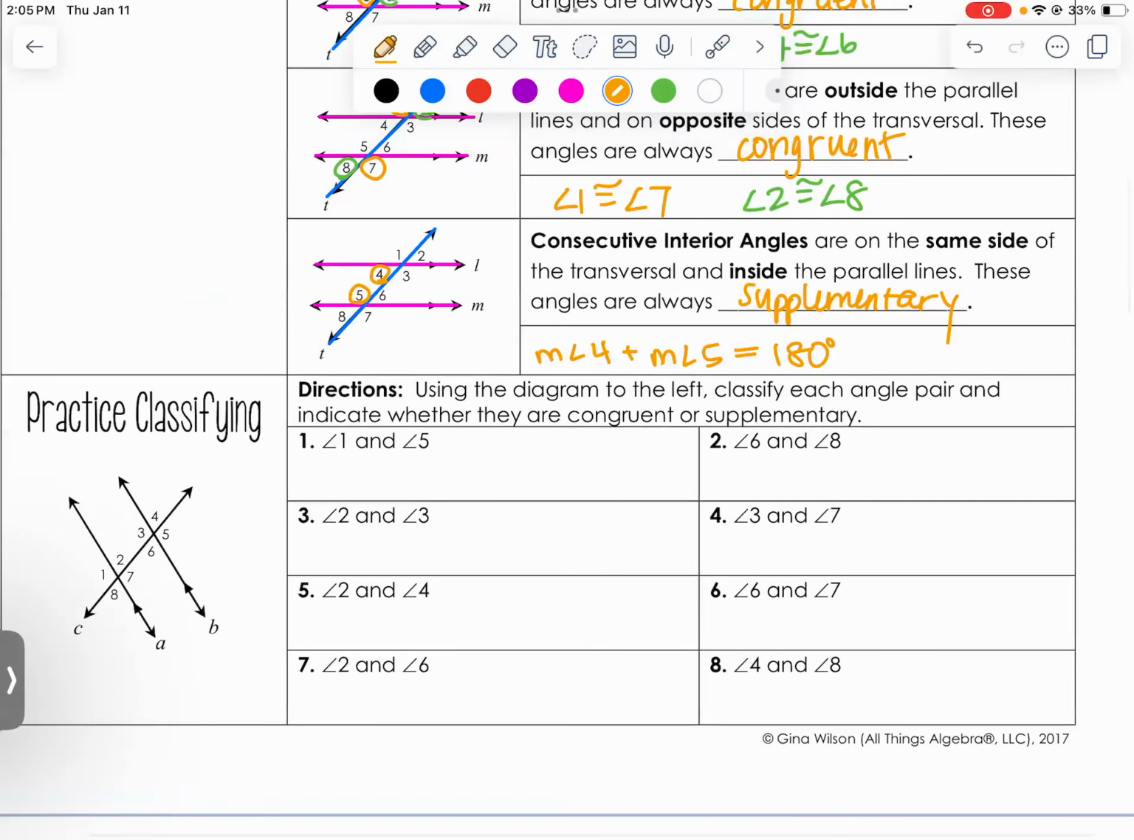Okay, I am going to give you 90 seconds to write the relationship of 1 through 8 given this diagram right here. Congruent or supplementary? So I want you to tell me alternate interior, alternate exterior. Those words. And if you want, you can abbreviate alternate exterior, alternate interior, consecutive interior, or corresponding in that fashion. Would that be okay? Yeah.